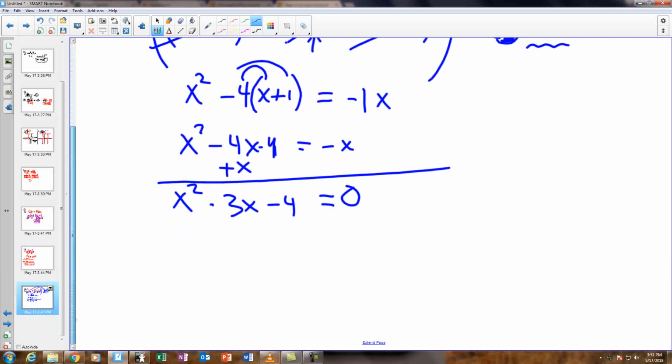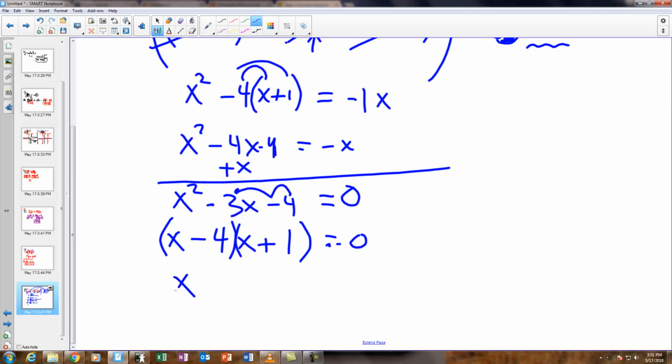Again, this is a place where I can either use the quadratic formula or I can try to factor. If I try to factor it out, I'm going to have x and x. Factors of 4 that subtract to 3 would be 4 and 1. Now this is important that we get the signs right. In order to have that negative 3, I'm going to need a negative 4 and a positive 1, meaning that x could equal 4 or negative 1.